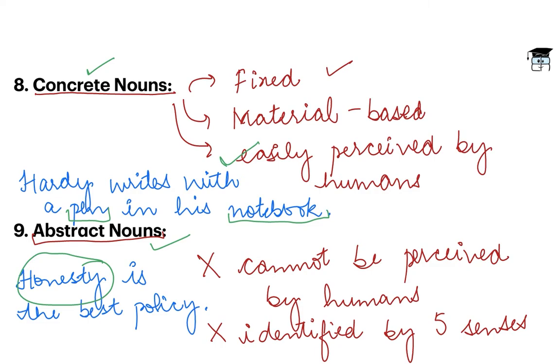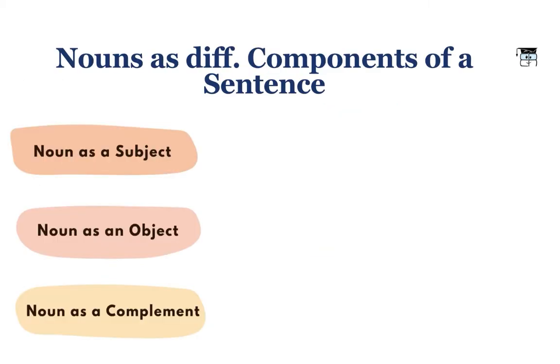Okay students, I hope all of these 9 types of nouns are now clear to you. Let's move on to the next topic, which is nouns as different components of a sentence. Now there are 3 major components a noun can represent: noun as a subject, noun as an object, and noun as a complement. Let's dive into the details of all 3 components to understand better.